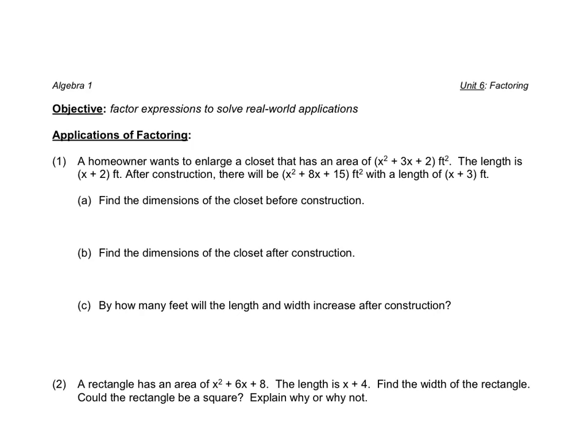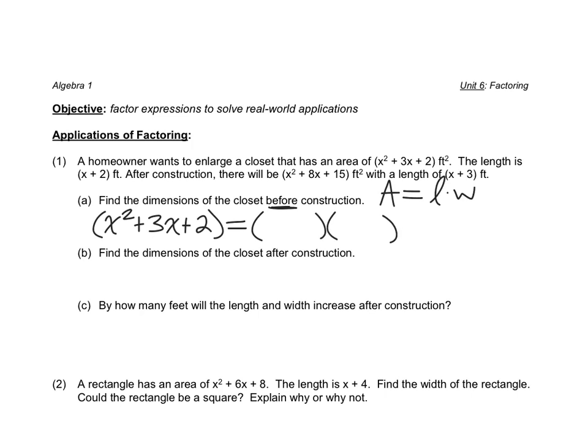But they seem to be talking about area a great deal, so let's just make a note. We're talking about a rectangular region, so area would be equal to length times width. All right. So I have an area, because we're talking about before construction. So my area before construction was x squared plus 3x plus 2. That should be the product of some length and some width. They give us the length as x plus 2. We need to figure out the width.